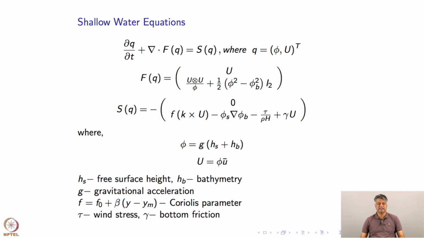So here is an example of shallow water equations where we are looking at the free surface height, the bathymetry or the depth of any water body, and gravitational acceleration. We have even put in the Coriolis parameter, wind stress, and bottom friction. This is really important for models which look at tsunami propagation or storm surges.